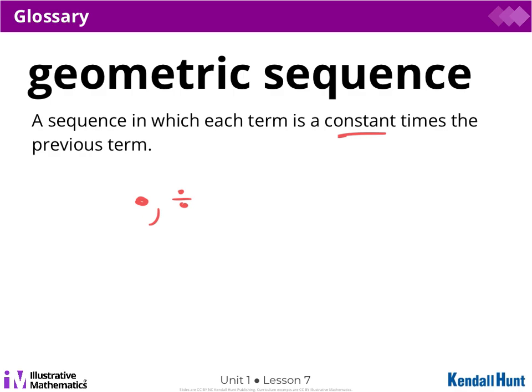And geometric sequences have what's called a growth factor. Growth does not always mean increasing. You can have negative growth, which is dividing. And that was Lesson 7.